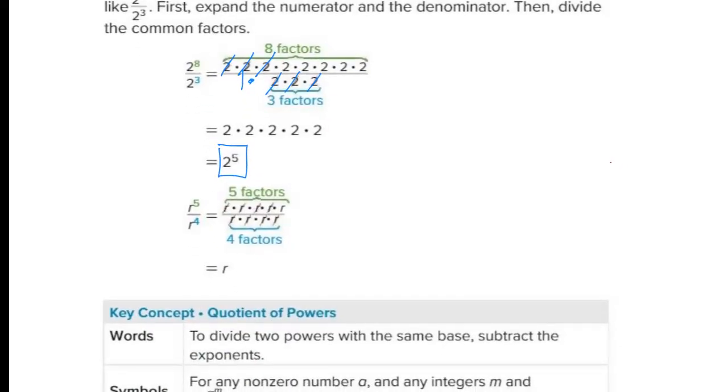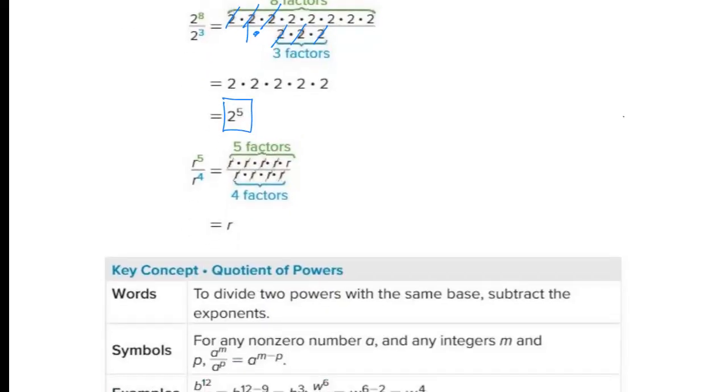Okay? We have r to the 5th divided by r to the 4th. And you see how we cancel out 4 of the ones on top and 4 of the ones on bottom, and we're left with 1r, which is the same as just r.